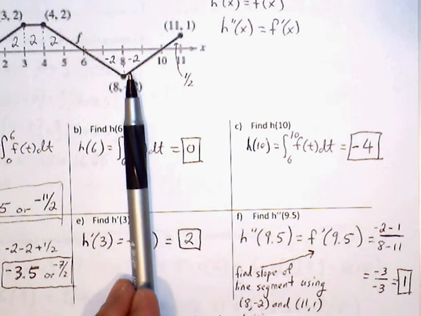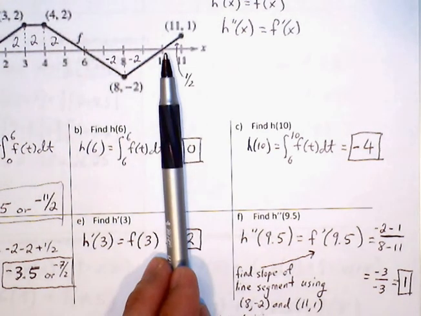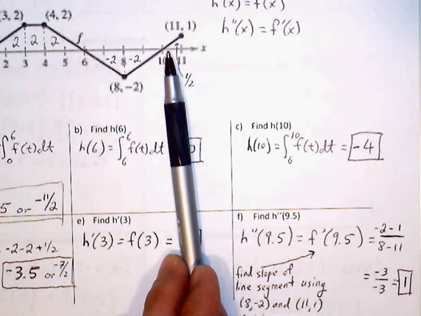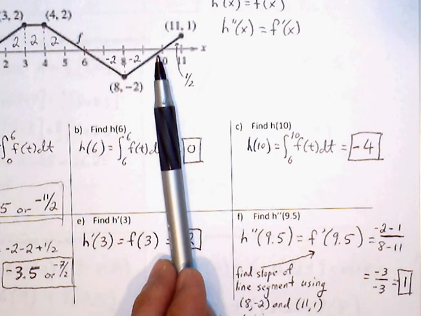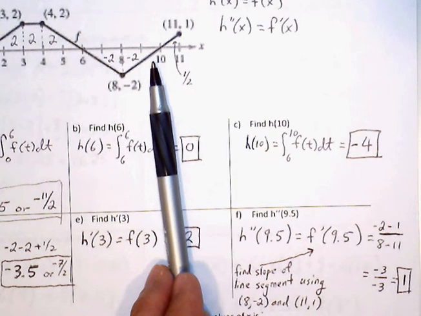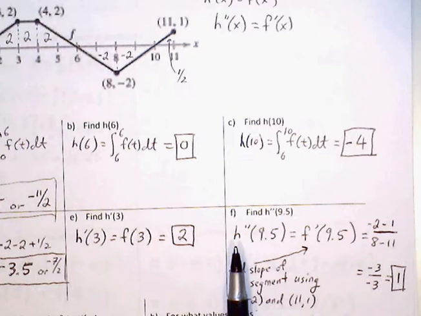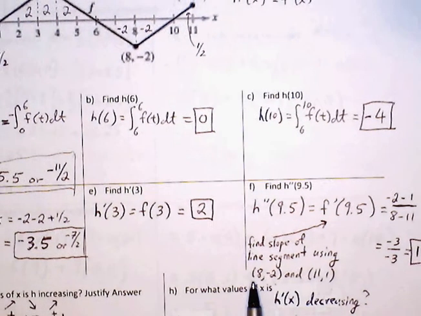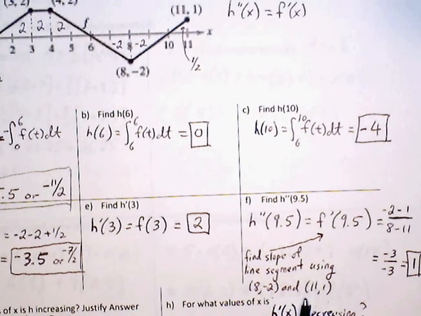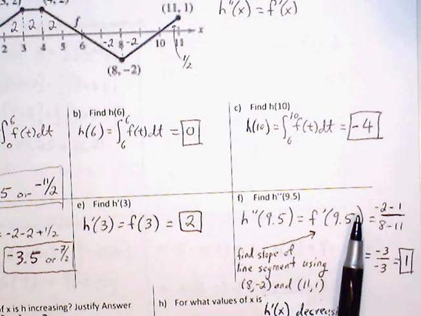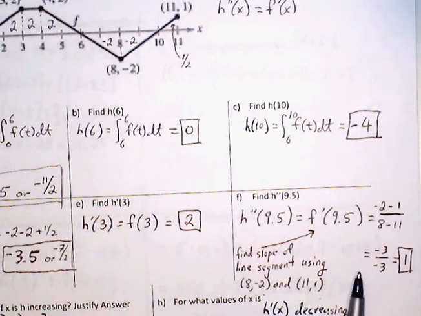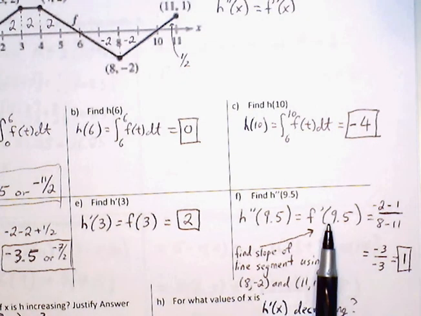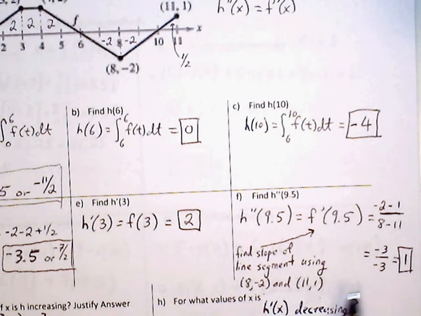So if we look at this graph here, this is the f of x graph. 9.5 would be somewhere on this line. So if I can find the slope of this line, then any point on that line will share that same slope. The ordered pairs at the end of those line segments are (8, -2) and (11, 1). So if I find the slope between these two ordered pairs, -2 minus 1 over 8 minus 11, -3 over -3 equals +1. So f prime of 9.5 must be equal to +1.